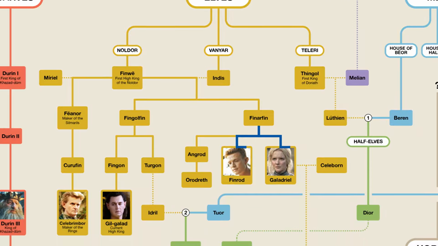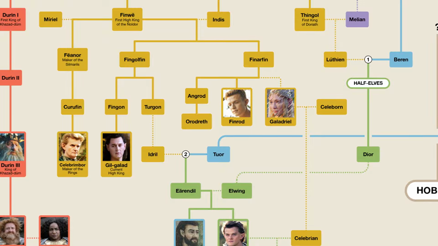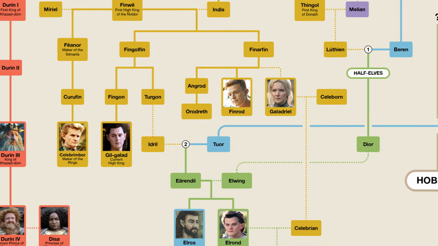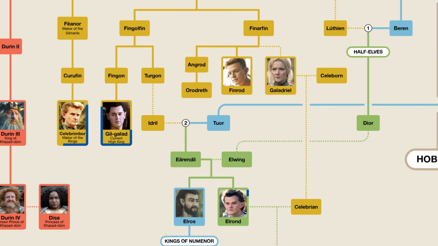Finarfin was the father of Finrod and Galadriel, who are the first two characters we meet in The Rings of Power. Galadriel, of course, showed up in the original movies, played by a different actress. But in this show, she's going to be a more central character. In episode 1, we also meet some more elves, including Gil-galad, Celebrimbor, and Elrond, all of whom are related to Galadriel in more distant ways.